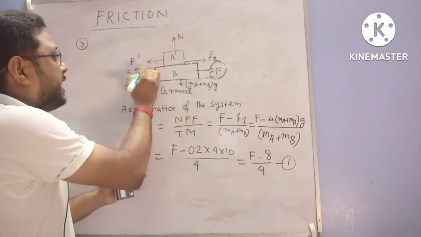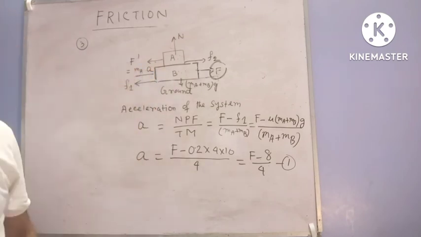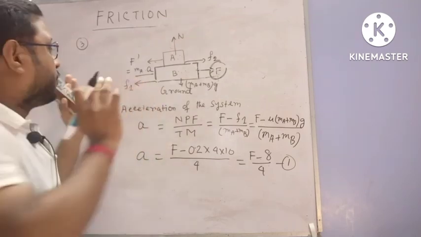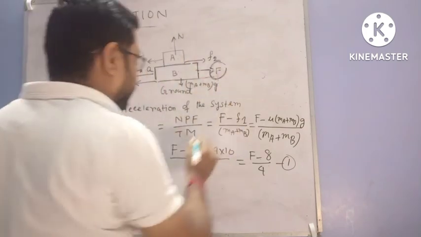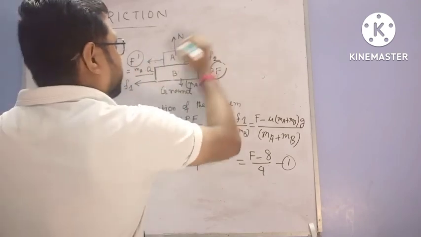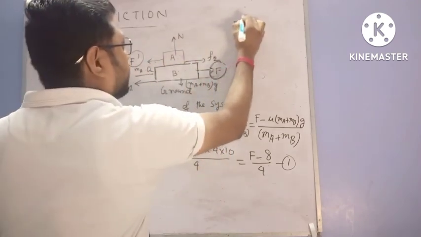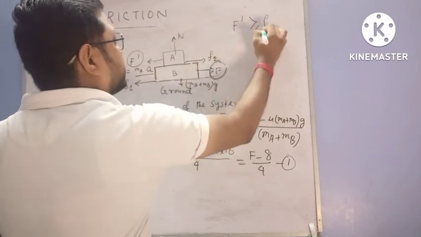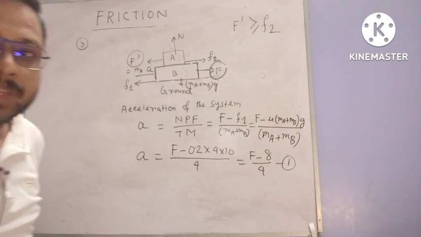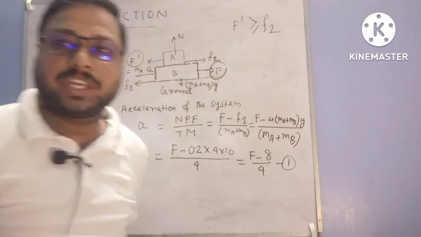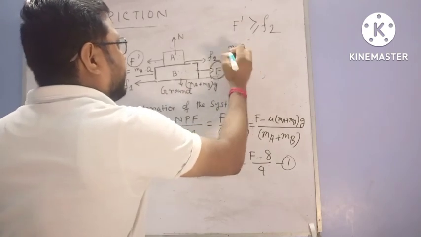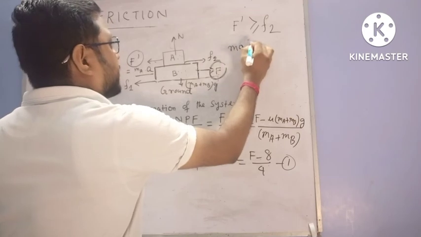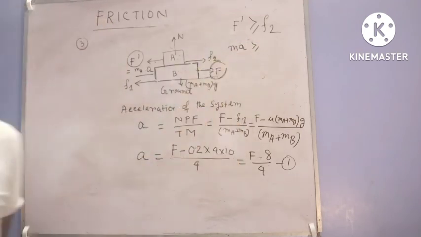F dash equal to MA into A. Now for sliding down, the block A, the pseudo force F dash must be greater than or equal to the frictional force between A and B. Now F dash equal to MA into A must be greater than or equal to F2.